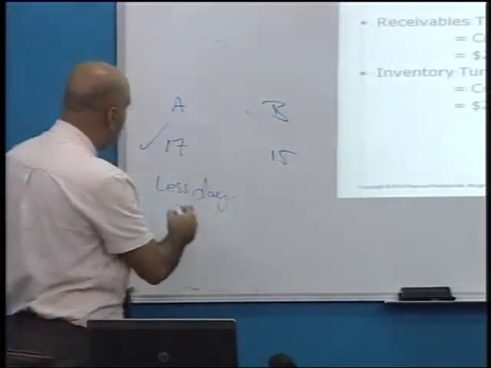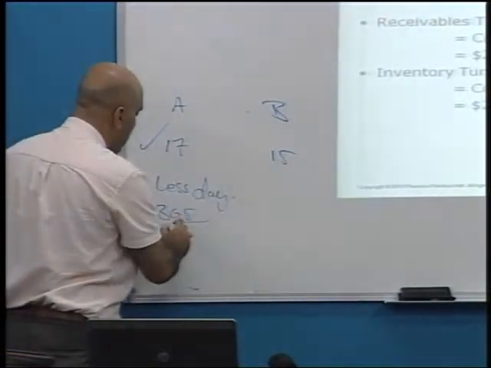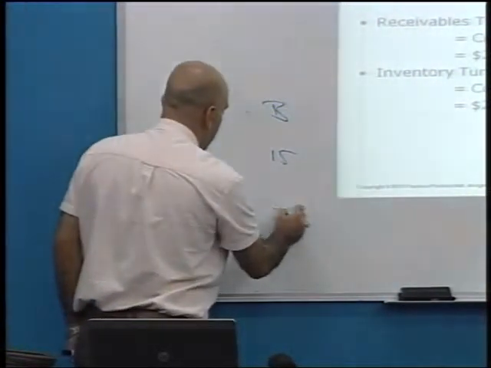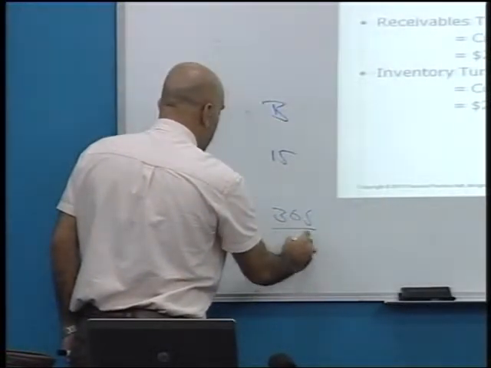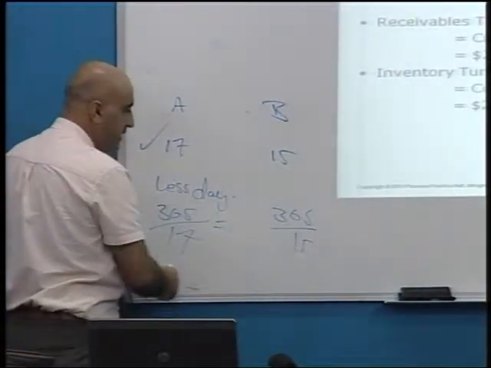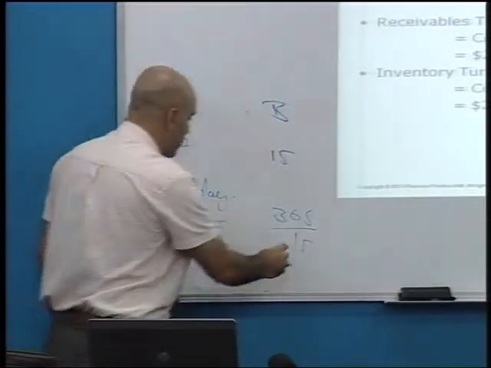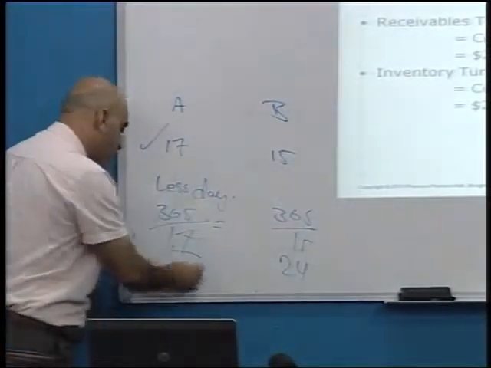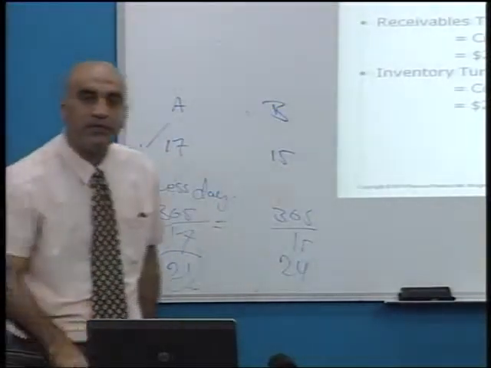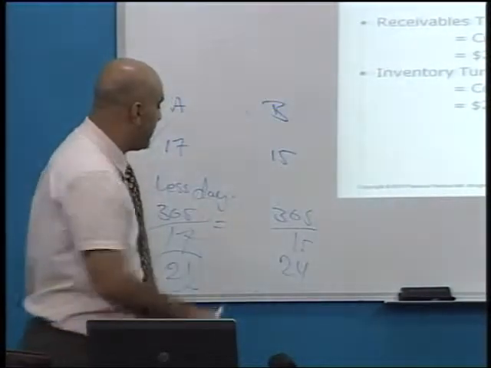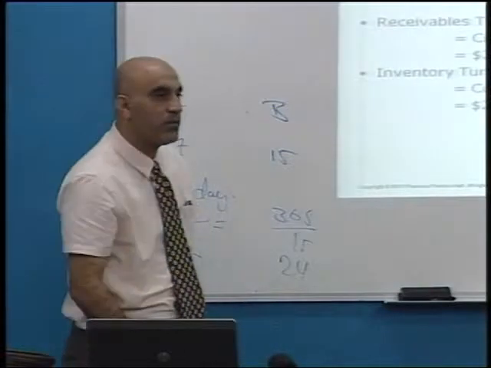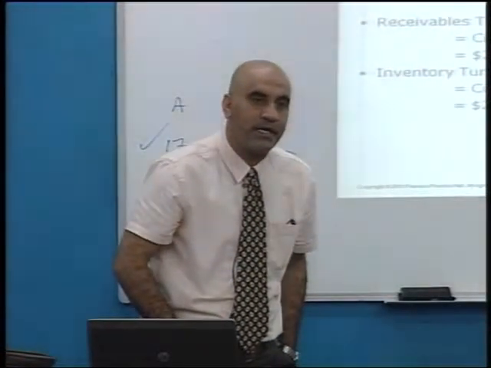How can we calculate this? Just 365 divided by 17, and here 365 divided by 15. What is the number of days here? 21 days and 24 days. So we need here 21 days to convert account receivable into cash, but here we need 24 days to convert account receivable into cash.